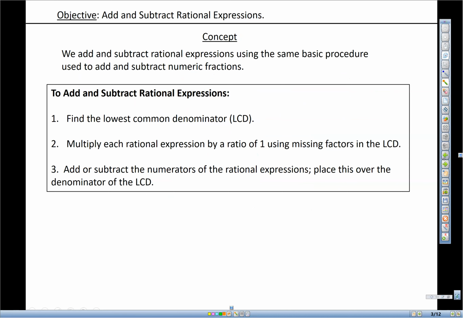So this is basically the procedure that I was explaining, same as if we add or subtract numeric fractions. We need to find our lowest common denominator. We need to multiply by ratios of 1 that include factors to create that LCD. And then we add or subtract the numerators, making sure we apply this to polynomials and, of course, the denominator remains the same, the LCD. And in these problems with rational expressions, once in a while they might reduce after we add or subtract the numerators, but not very often.